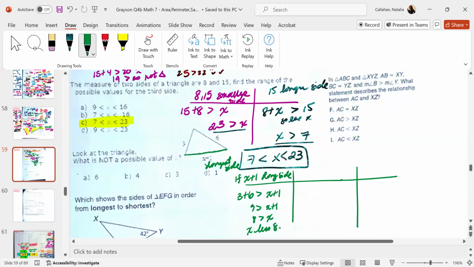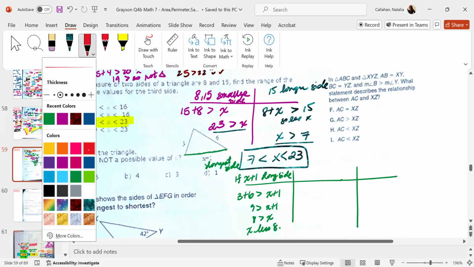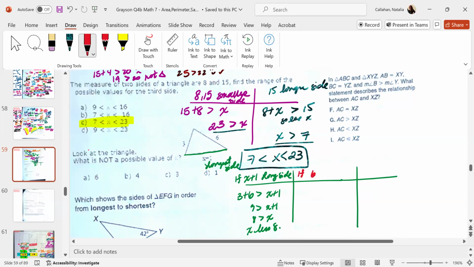Well, that's great because all these answers here are less than 8, so that doesn't help me at all. So then let's assume 6 is the longest side. Do you see how I'm doing a separate table here? You need to pay attention, please. Then 3 plus x plus 1 is greater than 6. So x plus 4 is greater than 6. X is greater than 2, correct? So my answer has to be bigger than 2. Right now, that is not bigger, so this is which is not a possible value of x.